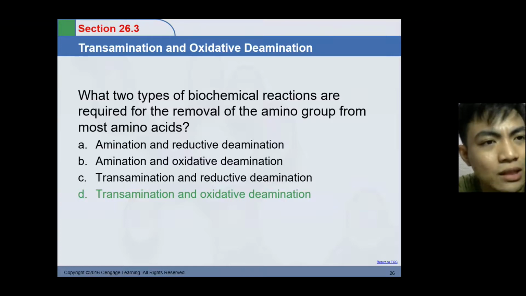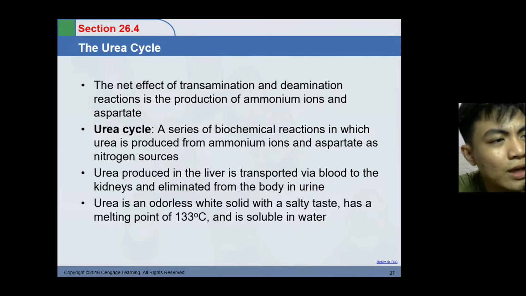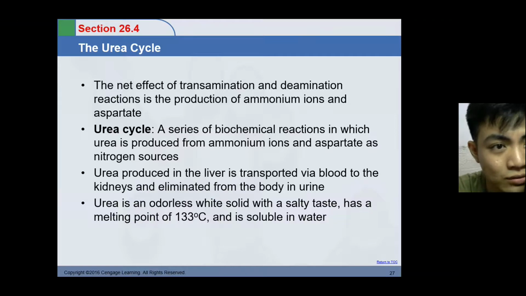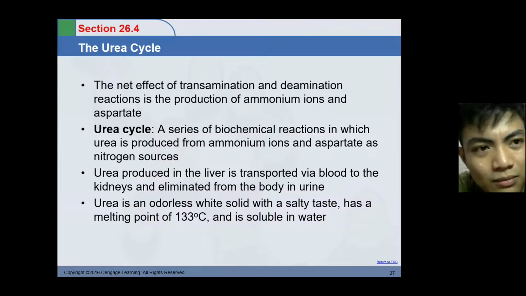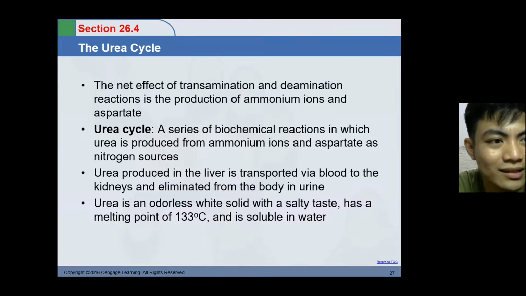So, eventually, okay, so after several transamination and oxidative deamination processes, magpo-produce tayo ng ammonium ions and aspartate. Aspartate is okay lang, pero yung ammonium ions, ito yung medyo dangerous. Okay? So, that means it needs to be removed from the body talaga. Yung aspartate, medyo okay lang yan. Ginagamit naman talaga kasi ng body yan. Right? Okay. So, ngayon, paano natin sila tatanggalin? Paano natin sila gagamitin to remove the ammonium ions?